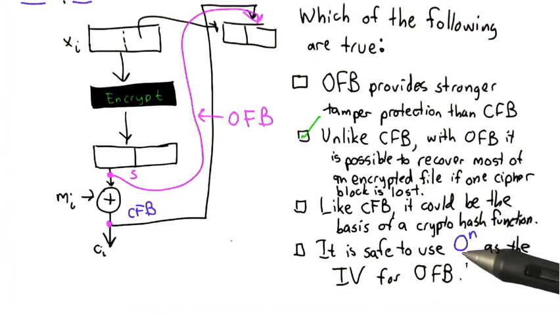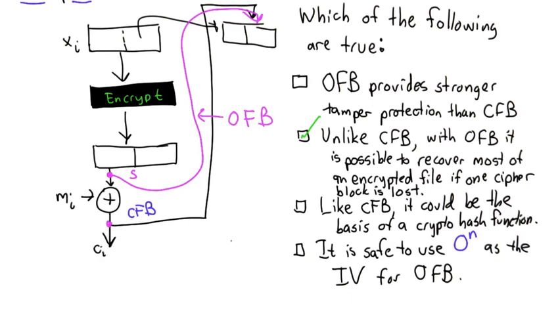For the fourth option, no, it is not safe to use the 0 vector as the initialization vector. As with cipher feedback mode and cipher block chaining, the initialization vector is important to prevent an attacker from deriving repetition in the messages. Always using the 0 initialization vector leaves output feedback mode vulnerable to this attack.